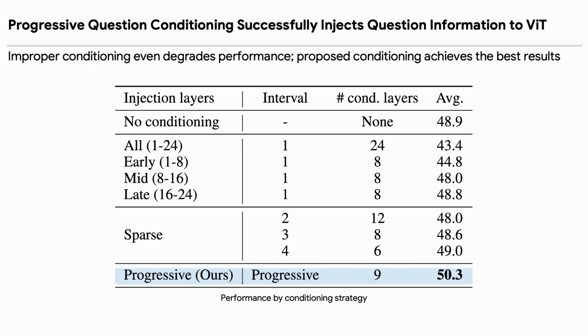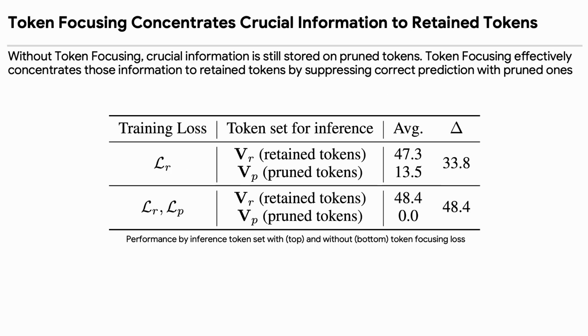Our ablation study confirms that improper conditioning can actually degrade performance, shown by lower performances than no conditioning. On the other hand, the proposed progressive strategy achieves the best results, significantly outperforming all other approaches. We also verified the impact of token focusing. Without token focusing, crucial information remains trapped in pruned tokens. With token focusing, we successfully concentrate the information into retained tokens, thereby reducing pruned token accuracy to 0, while further improving retained token accuracy to 48.4.